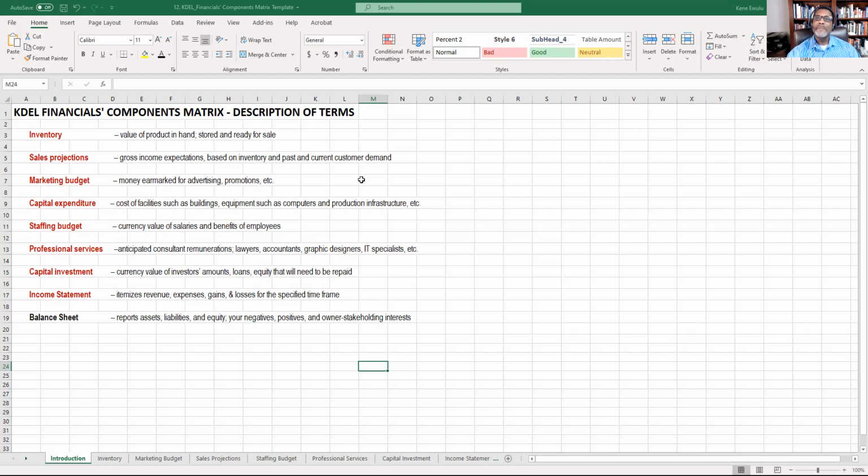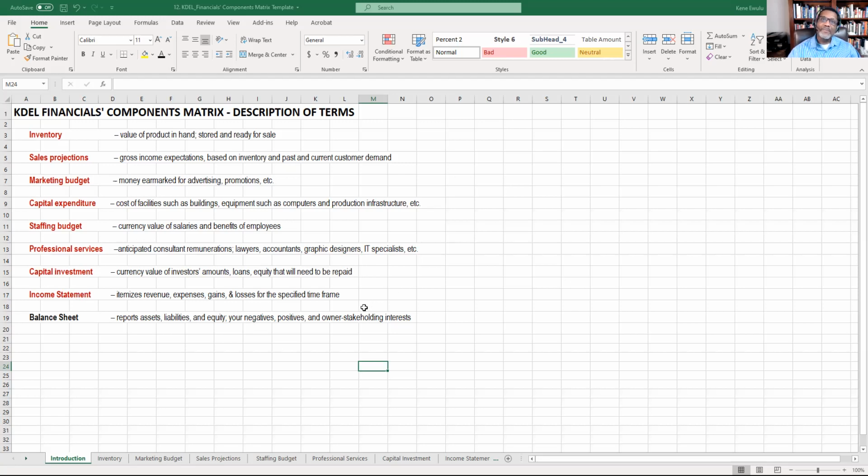You're telling people who want to give you money that over the next 1 year, you intend to sell $2 million of your product, okay? In 5 years, you intend to sell $20 million worth of your product. All right, those are your sales projections. Based off of those projections, you're not going to go backward and say, these are my expenses. That's where your marketing budget comes in, your capital expenditure comes in, your staffing budget comes in, your professional services come in, your capital investment comes in, your income statement comes in.